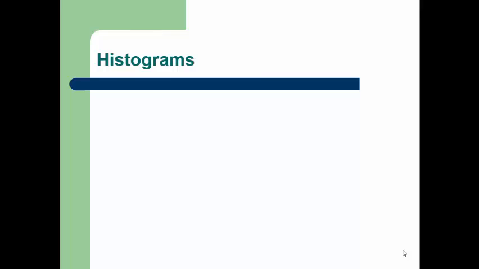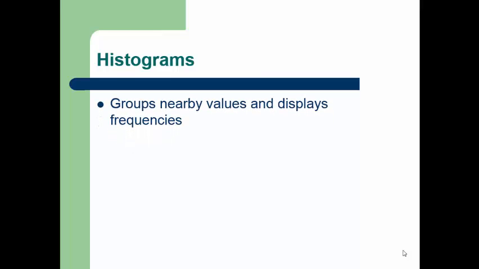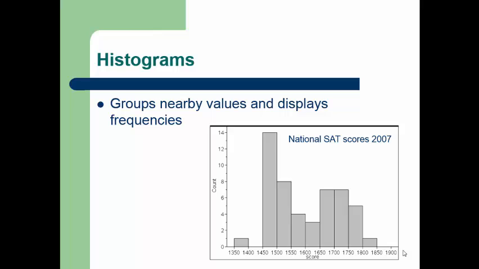We'll take a look here in this video about histograms and ogives. So what a histogram is going to do for you is group nearby values and display frequencies within certain ranges. So let's take a quick look. Here's one on national SAT scores, maybe for the 50 states.